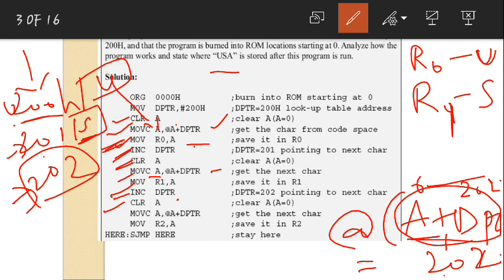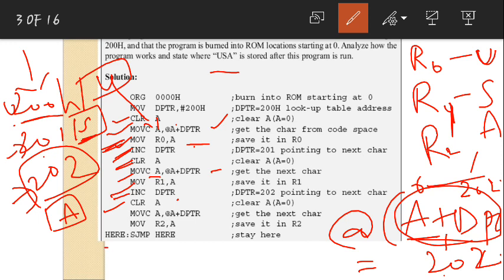So now in 202 I have A. Okay, so I need to write this instruction, MOVC A, @A+DPTR. That means the ASCII character A is moved to the accumulator. So now I'll again store that A in R2 by writing an instruction, MOV R2, A.